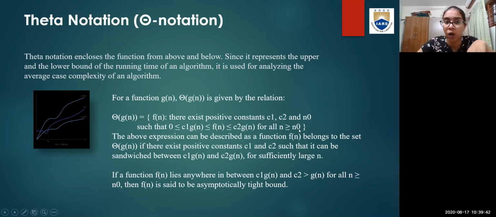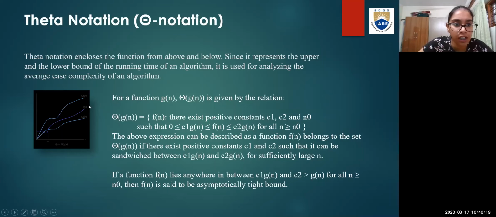greater than n naught. The above expression can be described as a function f of n belongs to the set theta of g of n if there exists positive constants c1 and c2 such that it can be sandwiched. So all that you need to see is that your function f of n should lie between c1 into g of n and c2 into g of n. It should lie between both of them. Then you can say that your function f of n is a set, like it can be described. It belongs to the set theta of g of n. So it should be sandwiched in between c1 into g of n and c2 into g of n.